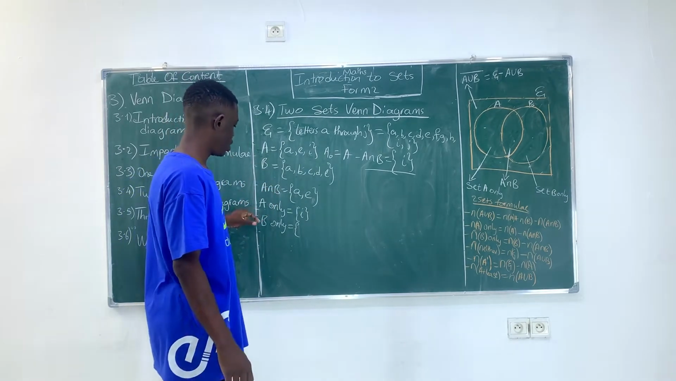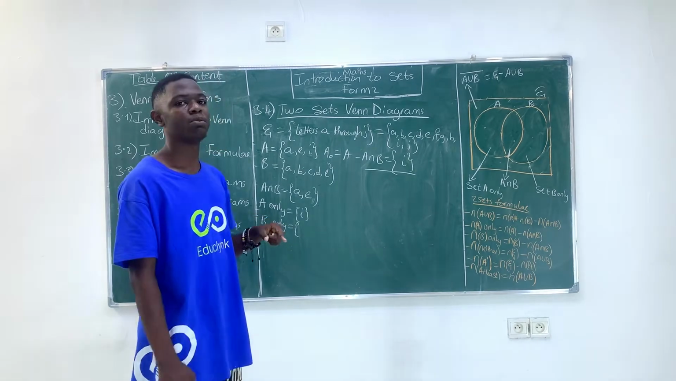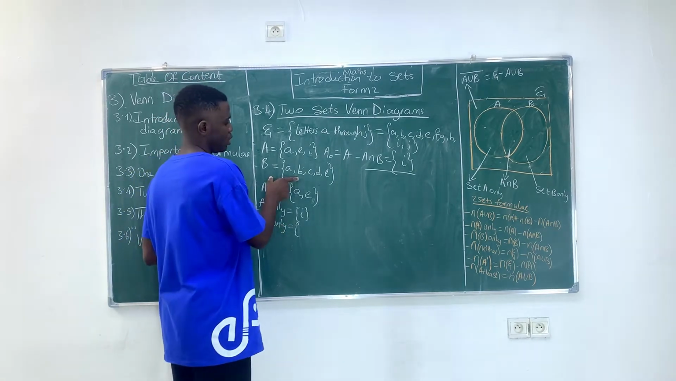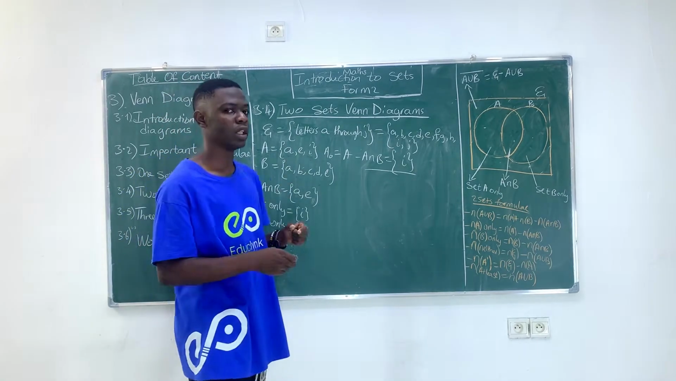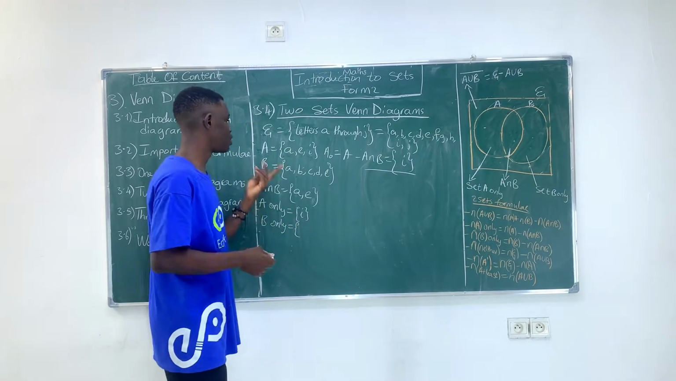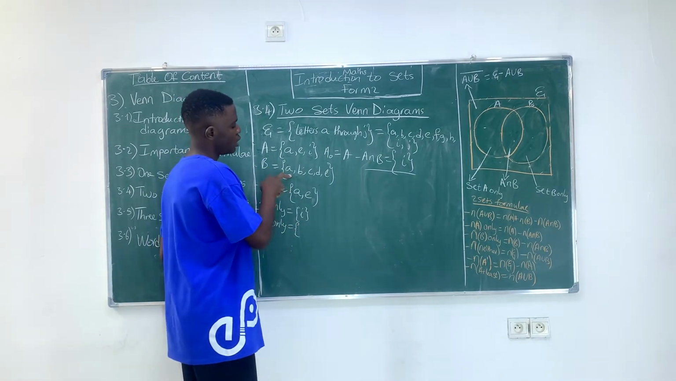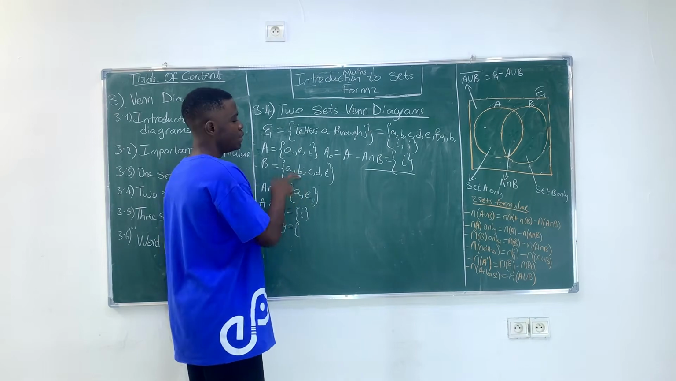So you have B on A. What is B on A? B on A are the values of B which are not found in A. So the values of B not found in A. You have A. A is found in A, okay. B is not found in A.